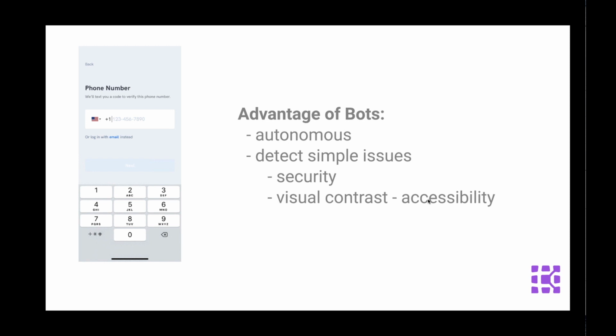Now, the advantage of bots is you can just run it and it kicks off and does its thing autonomously. And it can detect simple issues with the app, like security, visual contrast. But we have a partner who's one of the leaders in the security industry that performs security, both dynamic and static validations. And they don't even use bots to do their analysis. They actually have scripts that go through the application because of the issues that I went through before.